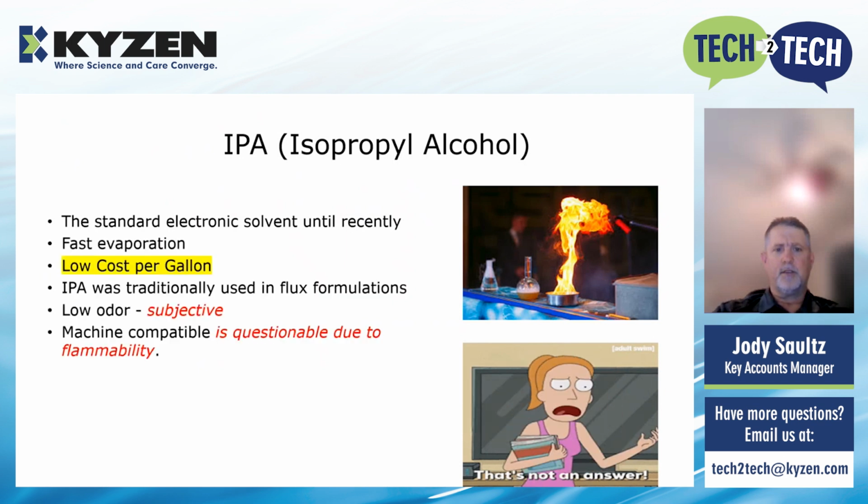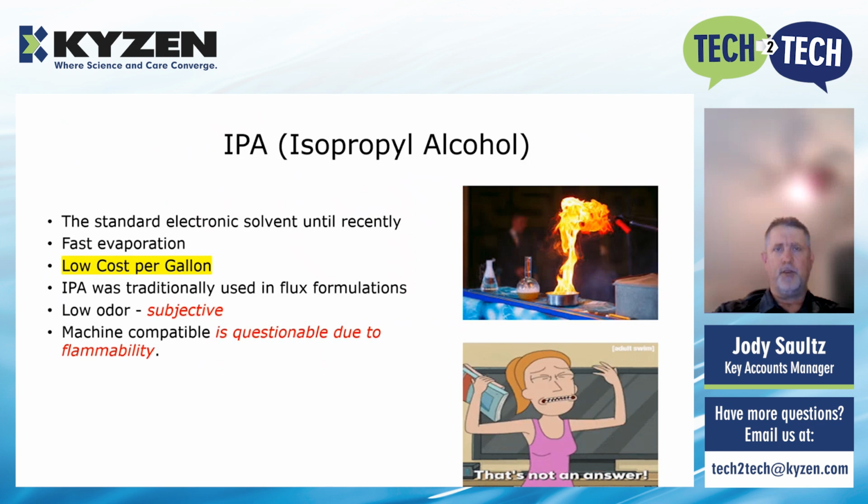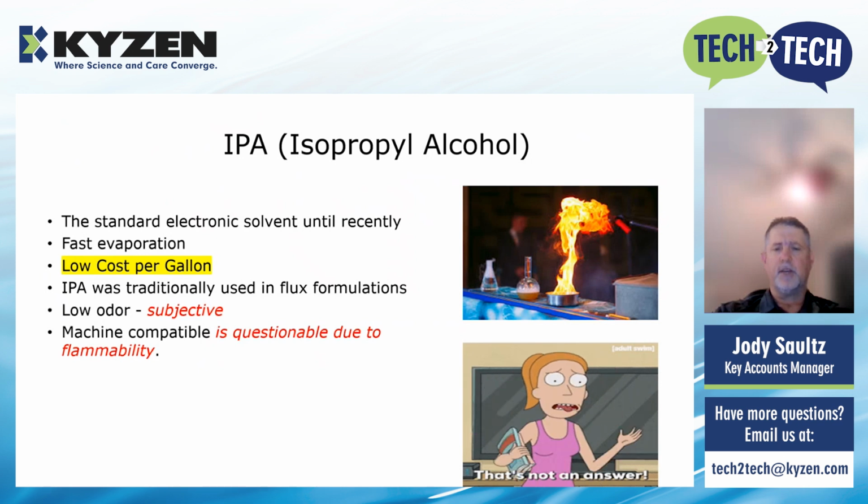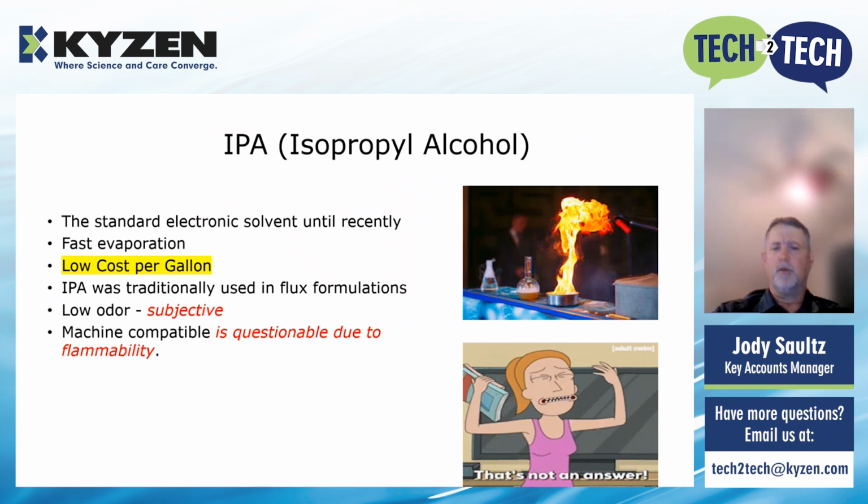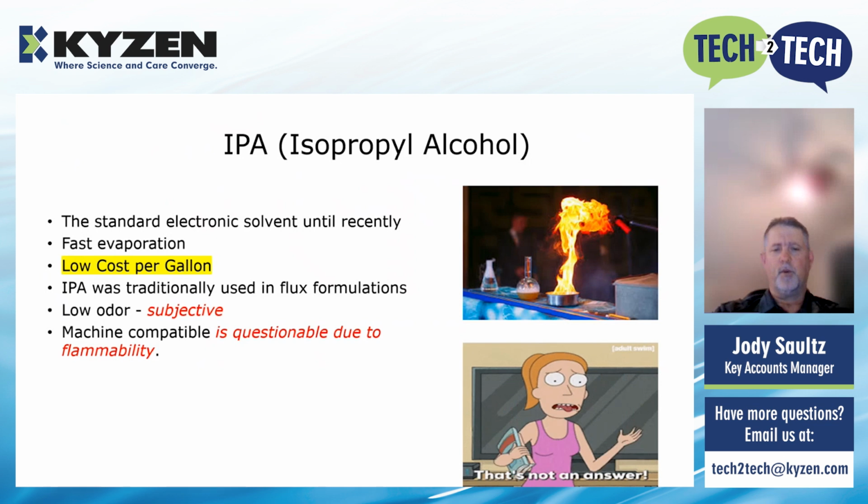In most cases, IPA is used probably 60% of the time when I walk into a customer's facility. It was a standard electronic solvent until recently. IPA evaporates very quickly. Absolutely, it costs less per gallon than an engineered solvent. And in most cases, they say that it's low odor. I think that's a little subjective. I think IPA smells probably worse than most engineered chemistries available in the market today.